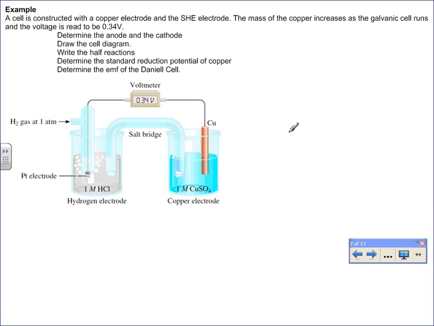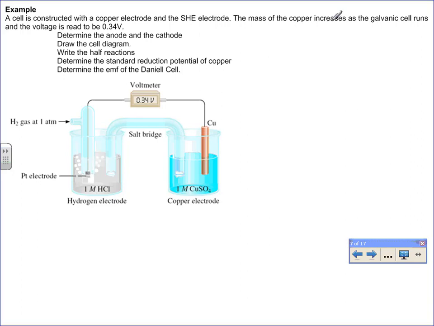Okay, so let's look at another example here. We've got another situation where we've got the SHE electrode connected to another half cell, in this case the copper reaction. So we've got a copper electrode in a copper solution. The information that we're given is that the mass of the copper is increasing, and it gives us the voltage to be 0.34.